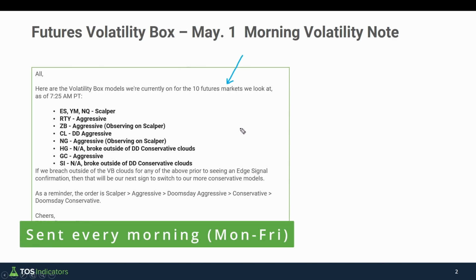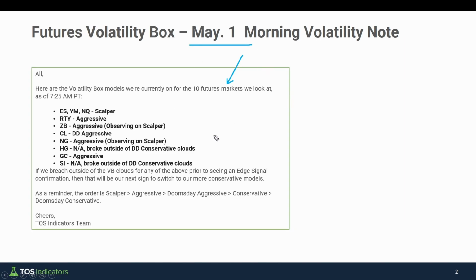This is once the market's open, you use whatever clues you can gather to make a sense of what the volatility landscape looks like. Now, for us, we use our Futures Volatility Box models, and we send out a morning volatility note that looks like this. This is today's volatility note for May 1st, and this is the beginning of a brand new month, so we did see a little bit more volatility than we're used to typically seeing on Mondays.